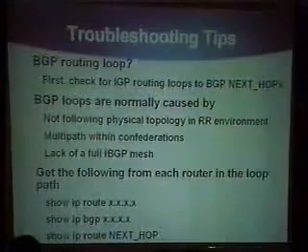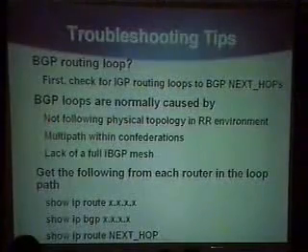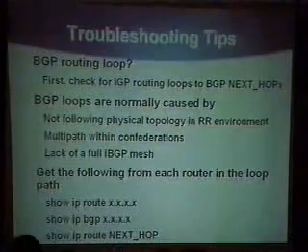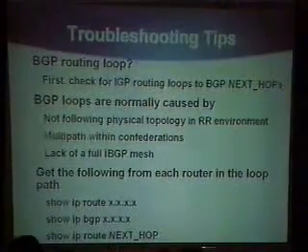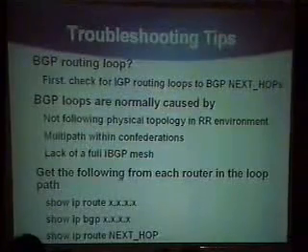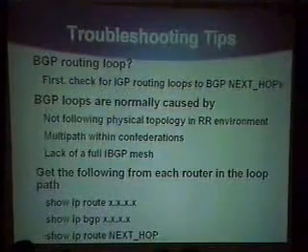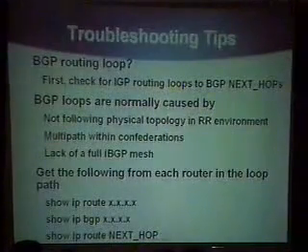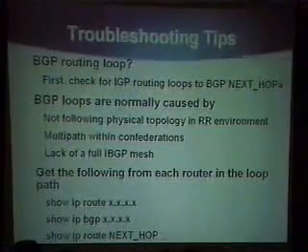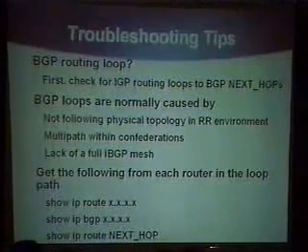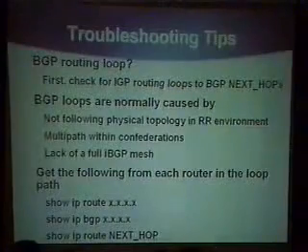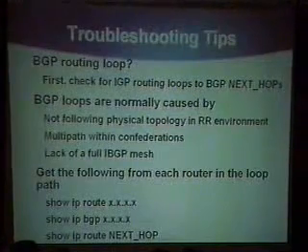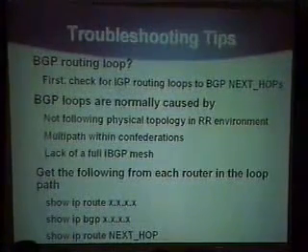Routing loop, check the IGP. Loops are normally caused by not following the physical topology in a route reflector environment. That's quite a common problem. Multipath within confederations can be an issue, and so can lacking a full IBGP mesh. You may have accidentally forgotten to set up one part of your full mesh. It's really easy to do. With 50 routers, that's 49 IBGP sessions to configure on each. It's easy to miss one, and you end up with loops like that.